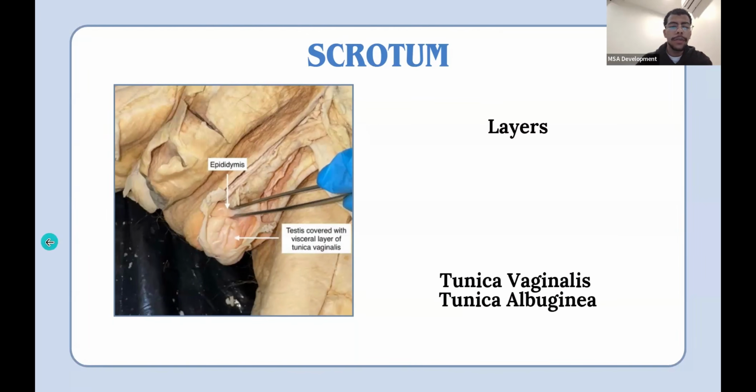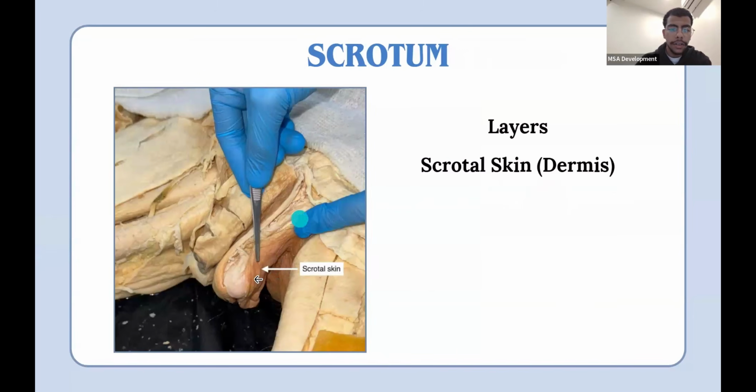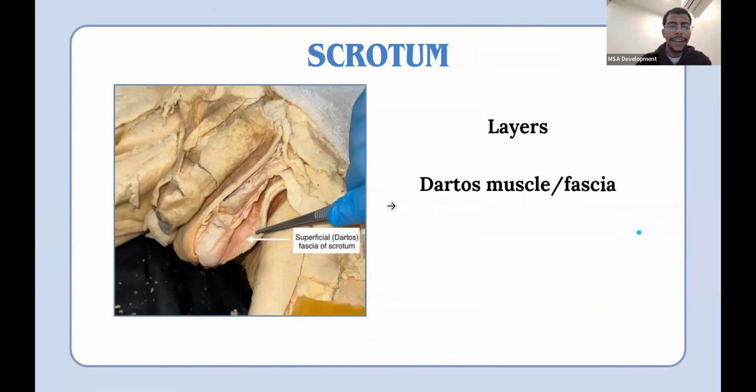So again, from outside, we have the skin, okay, scrotal skin, then the layer after it, we have the superficial dartos fascia, or dartos muscle. Now, dartos muscle, basically, when it's really cold, dartos muscle shrinks or contracts, and it makes the scrotum shrink and pull the testes towards the body. Okay.